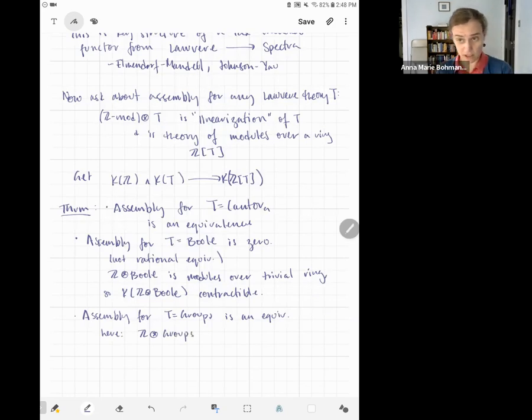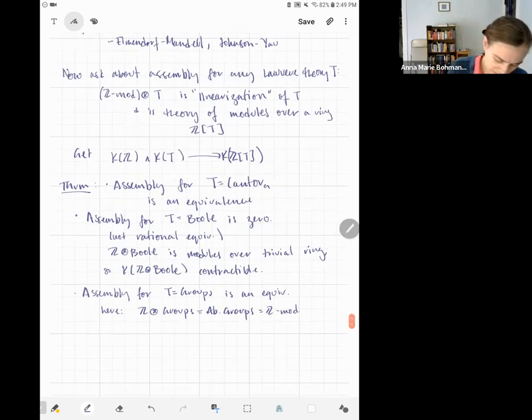So what should this be? This should represent group objects in Z modules. That's groups in abelian groups, but those are just abelian groups. So this is abelian groups. And of course, as we know, these are just Z modules. So our assembly map here is K theory of Z smash the K theory of groups.